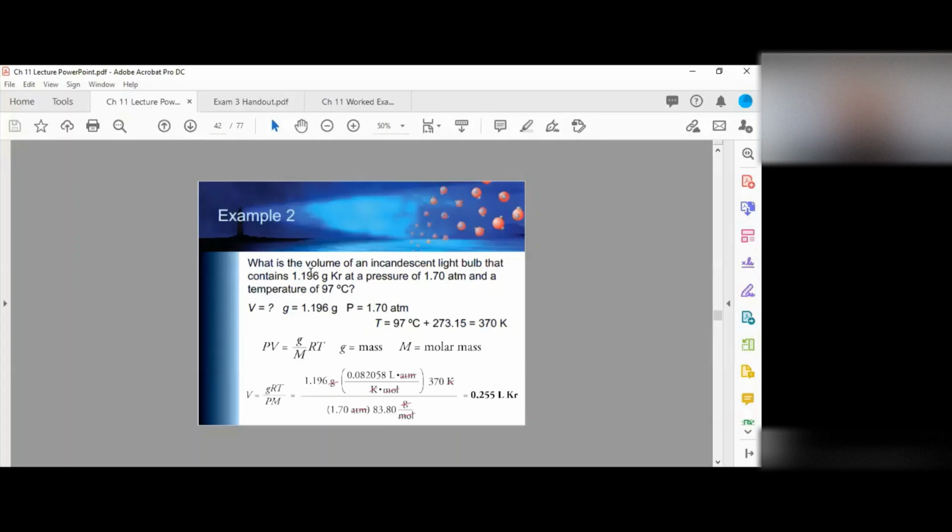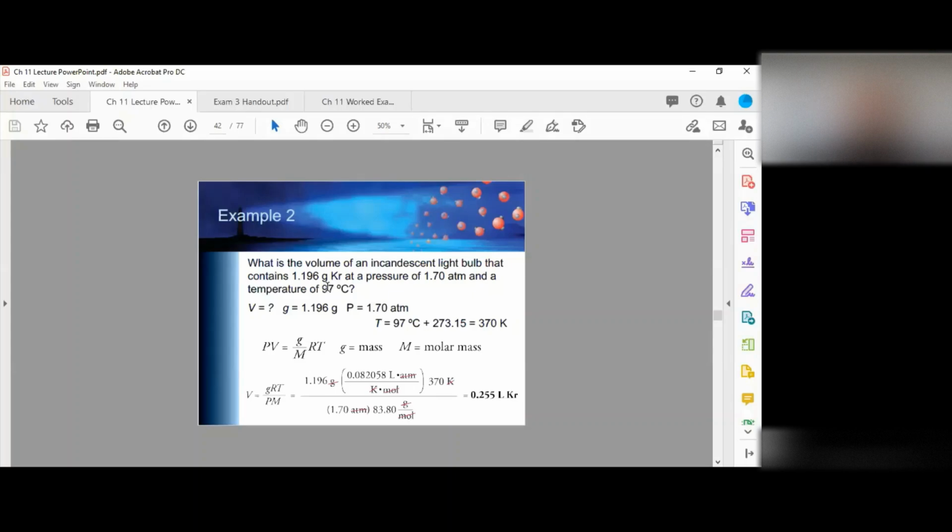So once again, I can solve this question using PV equals nRT. Pressure is already in atmospheres. Volume is being asked about. Number of moles, I can get from the 1.196 grams by using molar mass. So simply, I can multiply the 1.196 grams by 1 mole over how much krypton weighs, to find the moles of krypton. And then the temperature needs to be converted back to Kelvin.